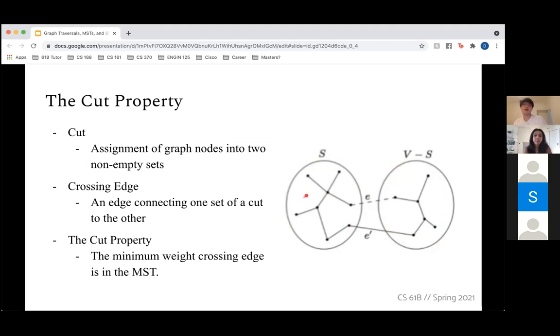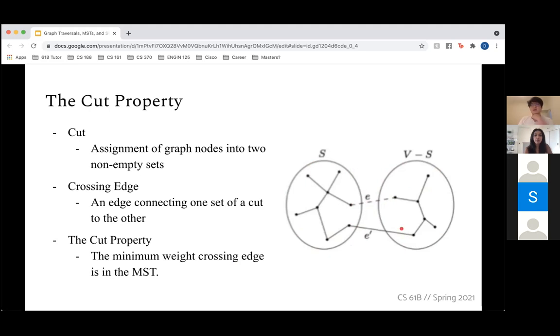A crossing edge is an edge that connects one set of a cut to another. So because edge E and edge E prime are connecting these two sets from the cut, these would be our crossing edges.